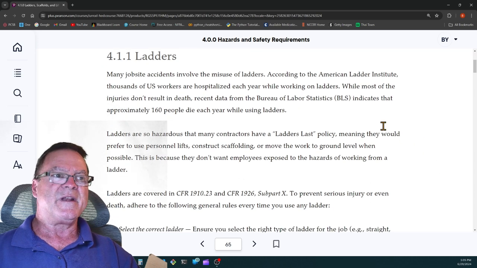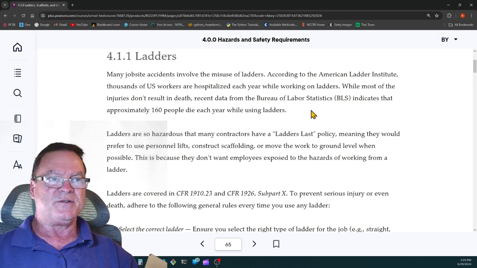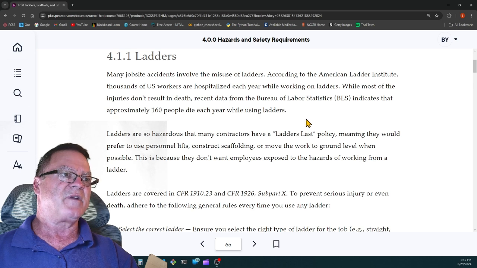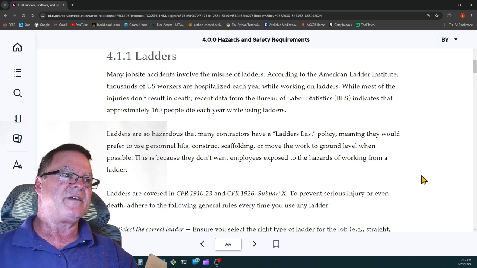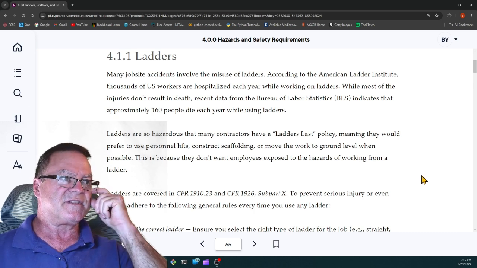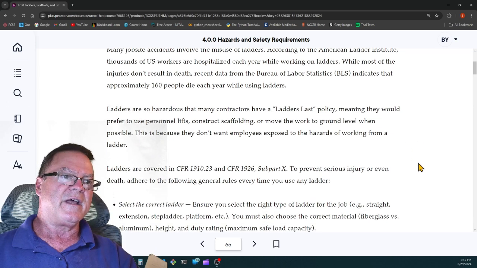4.1.1 Ladders. Many job site accidents involve the misuse of ladders. According to the American Ladder Institute, thousands of U.S. workers are hospitalized each year while working on ladders. While most of the injuries don't result in death, recent data from the Bureau of Labor Statistics indicates that approximately 160 people die each year while using ladders.